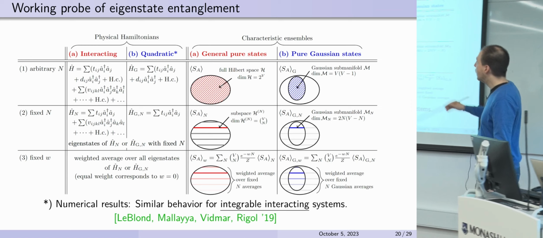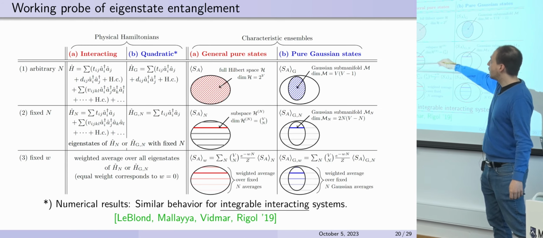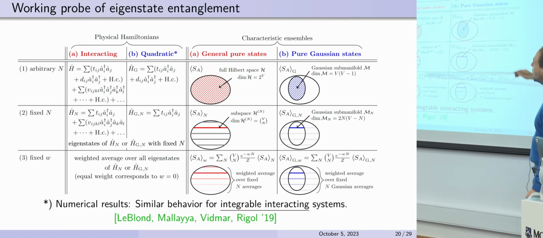Yeah? So we have A here, interacting quantum chaotic models, very well described by general pure states satisfying the respective symmetries, for example, particle number conservation. And then we have quadratic and more generally integrable models, and they are very well described by subfamilies, in the case of pure quadratic models by pure fermionic Gaussian states. Okay, so any questions at this point?